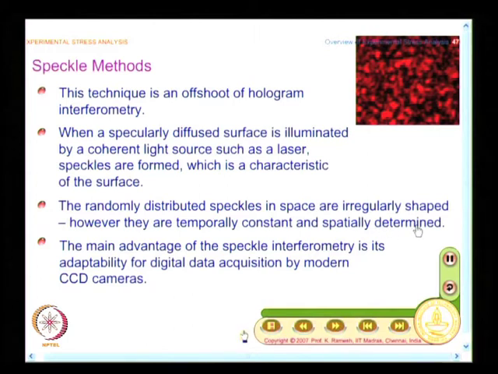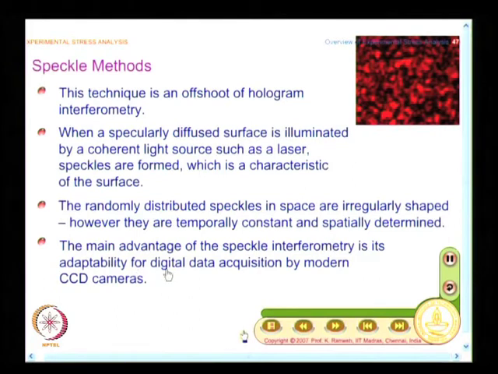And why is speckle interferometry advantageous? The main advantage of speckle interferometry is its adaptability to digital data acquisition by modern CCD cameras. So, speckle methods are an offshoot of hologram interferometry, and speckles are random, irregularly shaped, but they are temporally constant and spatially determined. This is a very important characteristic which we use to our advantage.